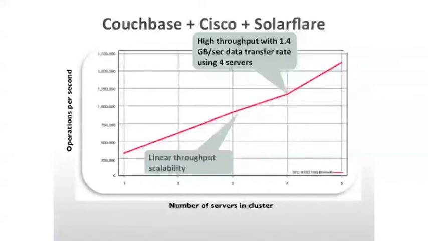Just as another example of the scalability, this is a benchmark that we published with Cisco and SolarFlare a few months ago, showing a single node handling about 260,000 operations per second. This was a mixed read-write workload, but again, all into and out of RAM. Adding a second node, a third, a fourth, and a fifth allowed us to get up to about 1.6 million operations per second across the cluster. Let me hold questions till the end.